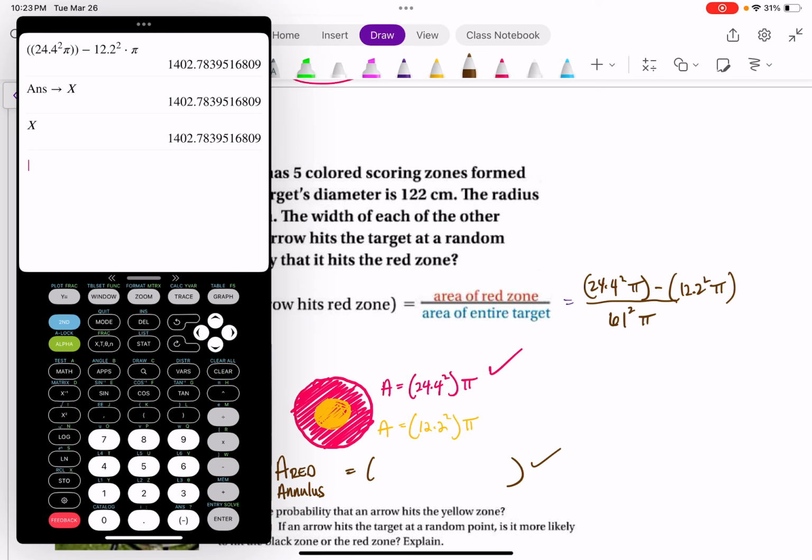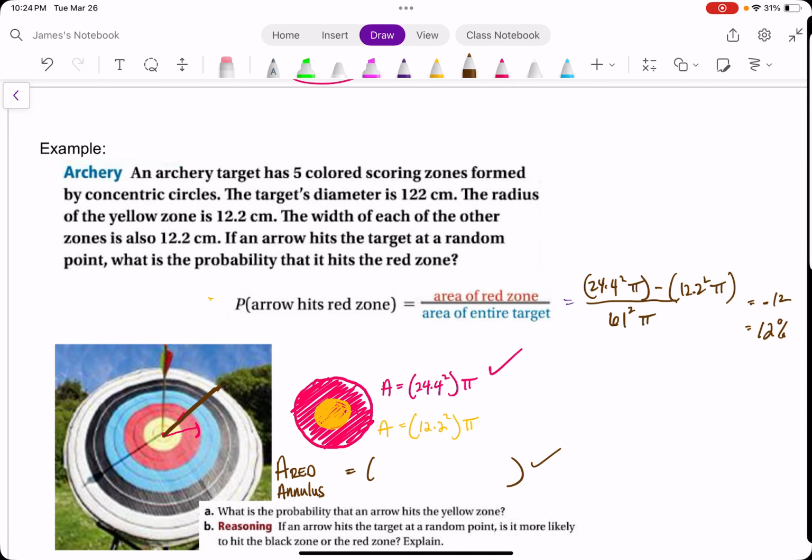So I'm going to take X and we'll divide it by 61 squared pi. So it's going to take the 1402 number and divide it by 61 squared pi and hit enter, and I get 0.12 or 12% chance that when I shoot an arrow, I'm going to hit inside this red annulus.